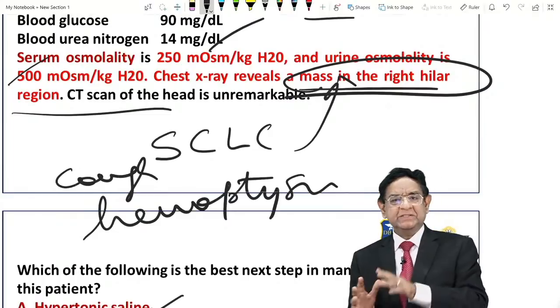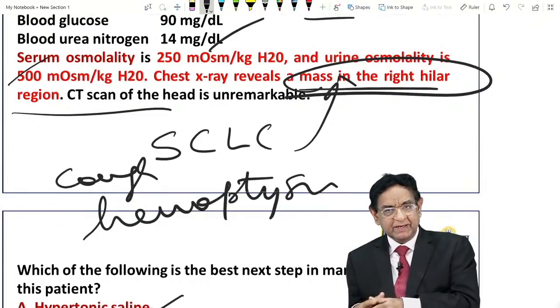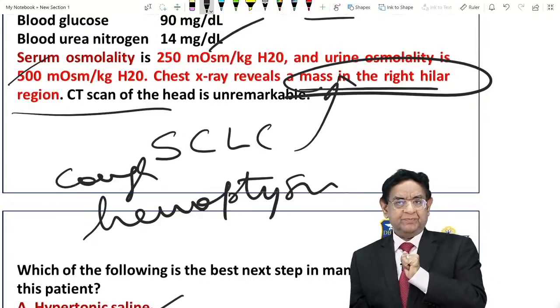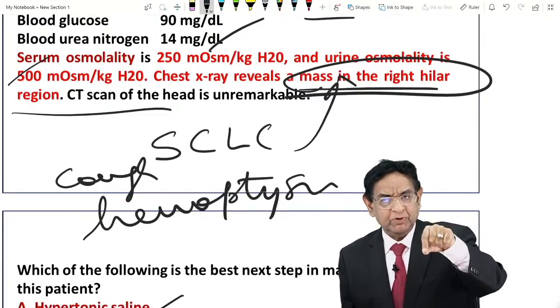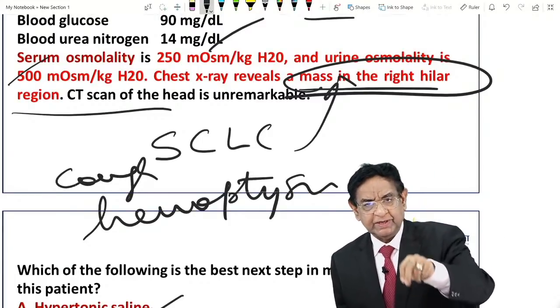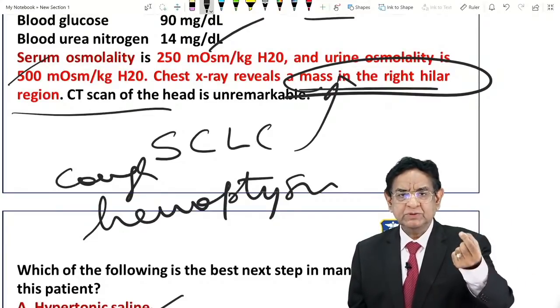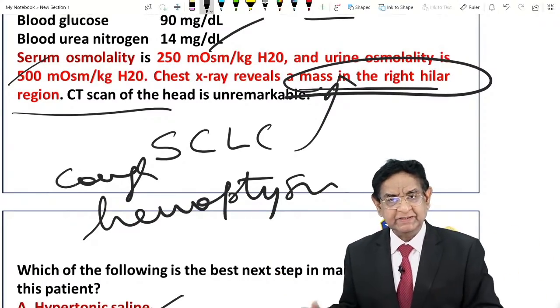So this question gives you a summary of everything. Repeating: the clinical finding, confusion. Lab finding, reduced plasma osmolality but increased urine osmolality. The cause, small cell lung cancer, and treatment, hypertonic saline.